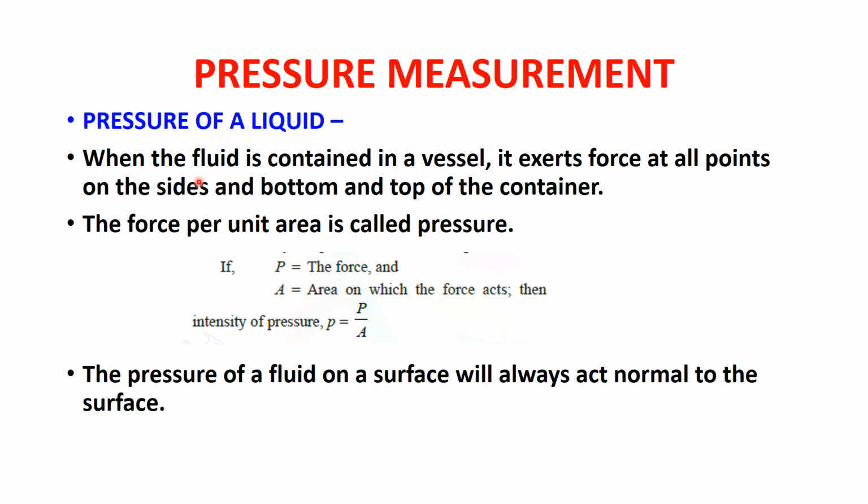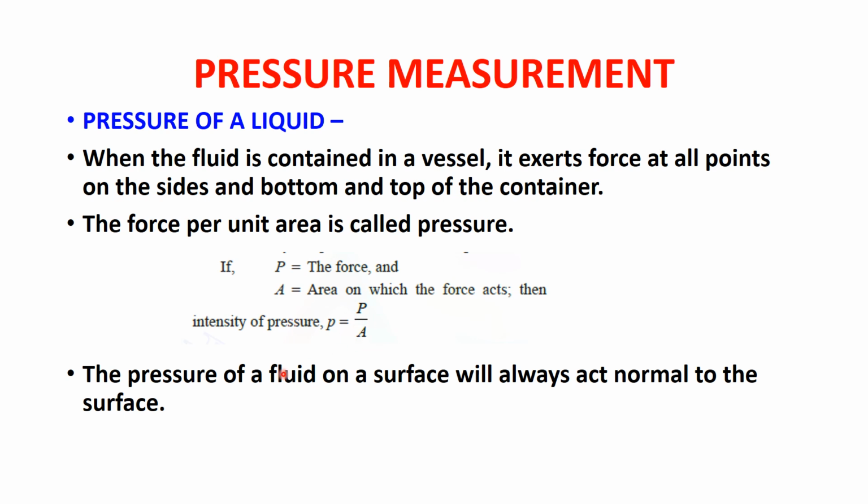When the fluid is contained in a vessel, it exerts force at all points on the sides and bottom and top of the container. So whenever a fluid is contained in a particular vessel or any object, the pressure is acting in all directions. That is the first case. This pressure which is acting, that we have to find. The force per unit area is known as pressure. So if P is the pressure force and A is the area on which the force acts, then pressure can be calculated as the pressure force divided by area.